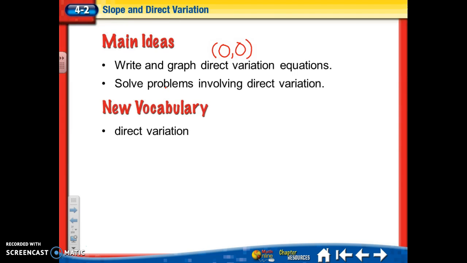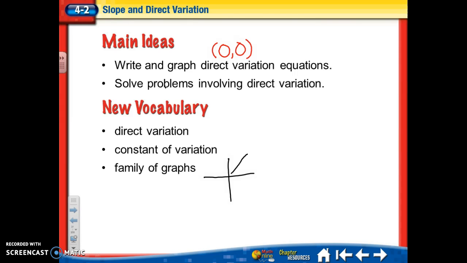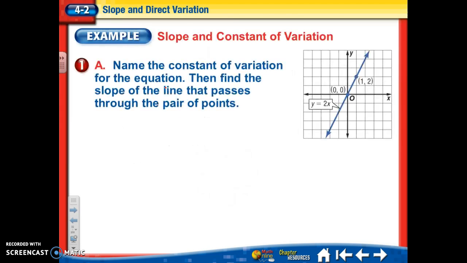So just like I said, direct variation just means you know for a fact one of your points is 0, 0. Your constant of variation is your slope. And the family of graphs that you're going to get from that, if it's truly a direct variation problem, no matter what, every single graph is going to go through the point 0, 0. So every single one in the family of direct variation linear equations is going to go through 0, 0. And the parent graph is y equals x.